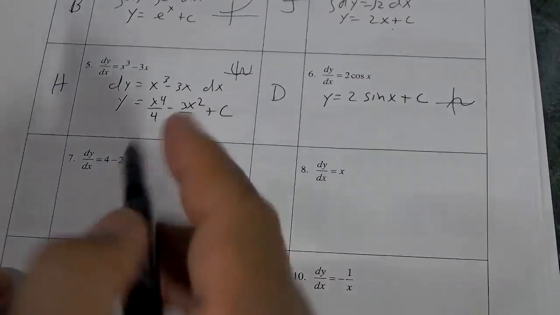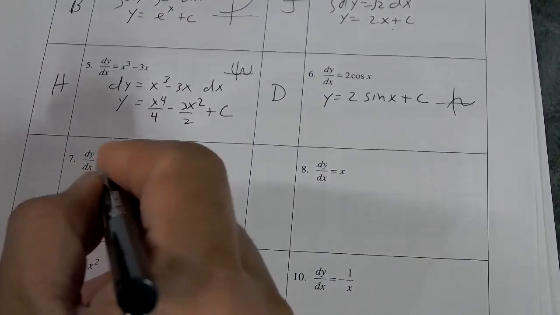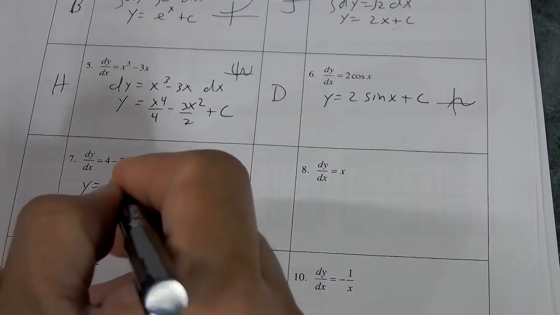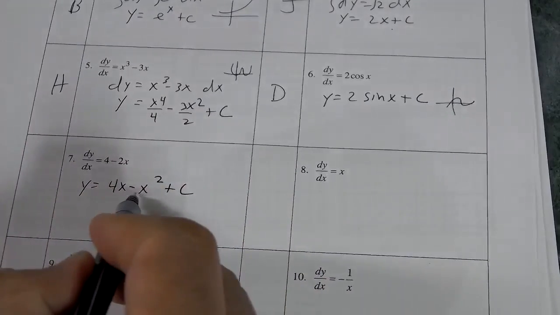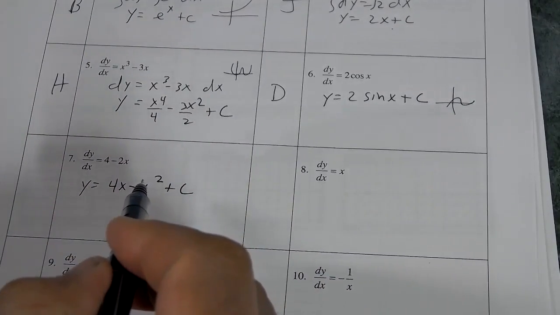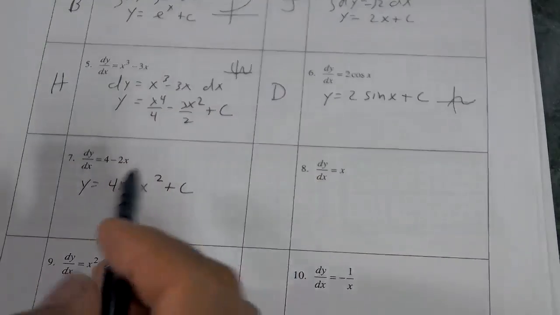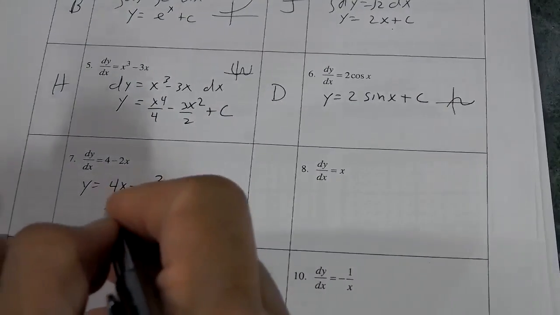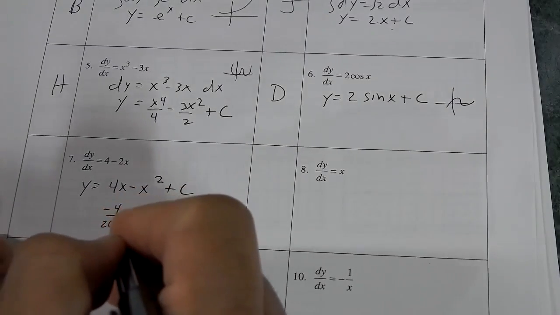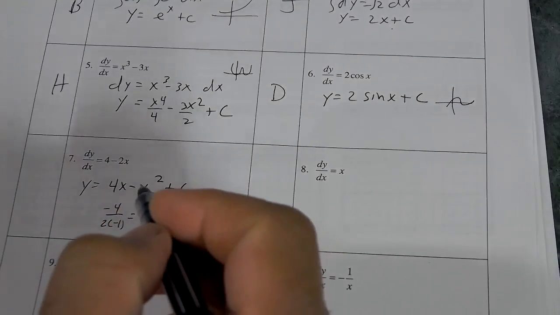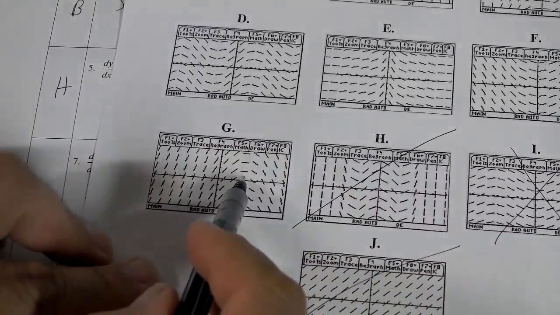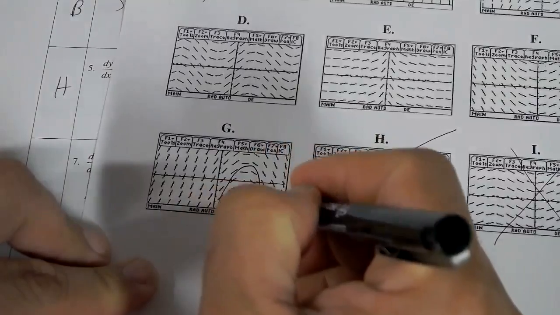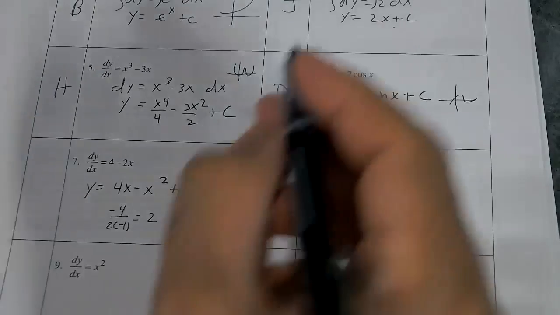7. The integral of 4 minus 2x is 4x minus x squared plus c. This is a negative x squared, that's the one that opens downwards. And minus b over 2a, so that's minus 4 over 2 times negative 1. That gives me a 2. So the vertex is at 2. You can tell it's opening downwards and the vertex is at 2. That could be a solution right there. So that's G.